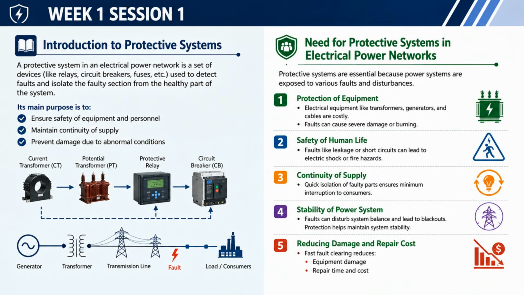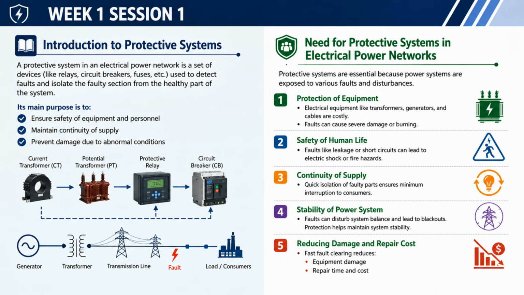A protective system in an electrical power network is a group of electrical devices such as relays, current transformers (CTs), potential transformers (PTs), circuit breakers, and fuses. The main purpose of these devices is to detect electrical faults and isolate the faulty section so that the remaining power system continues to operate safely. The protective system has three main objectives: to ensure the safety of electrical equipment and human life, to maintain the continuity of power supply, and to prevent damage caused by abnormal operating conditions.